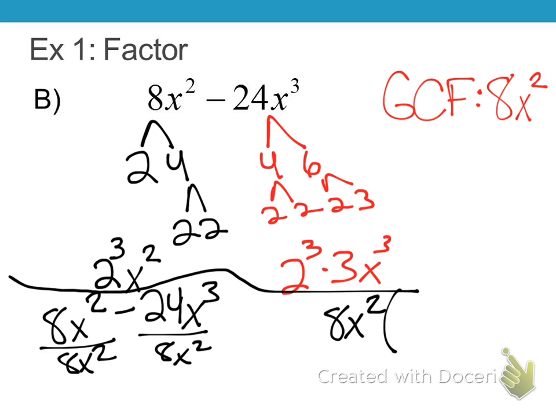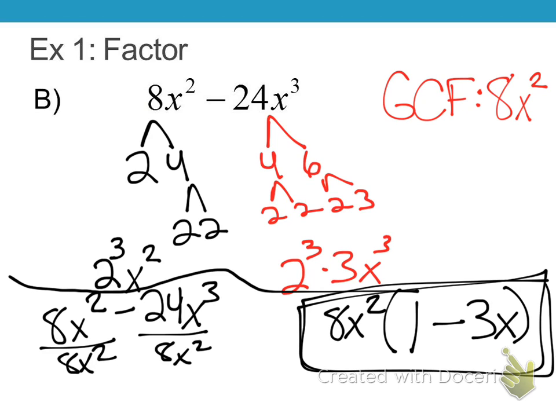What is 8x squared divided by 8x squared? 1. Minus, what is 24x to the third divided by 8x squared? 3x. This is my answer. Don't forget the GCF in front. That's one of the biggest mistakes I see here, is either people aren't dividing by the actual GCF, they're dividing by just a common factor, not the biggest common factor, or they forget to write it in the front. They just write the leftovers. So be aware of both of those things. Questions?